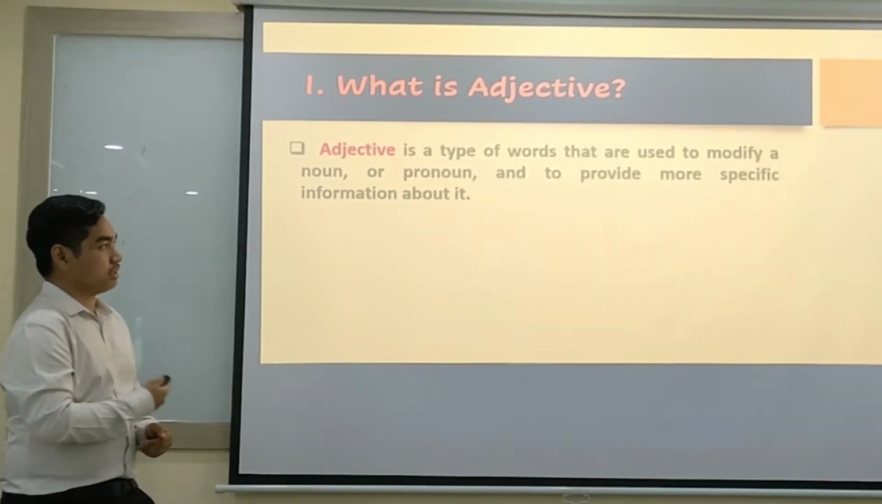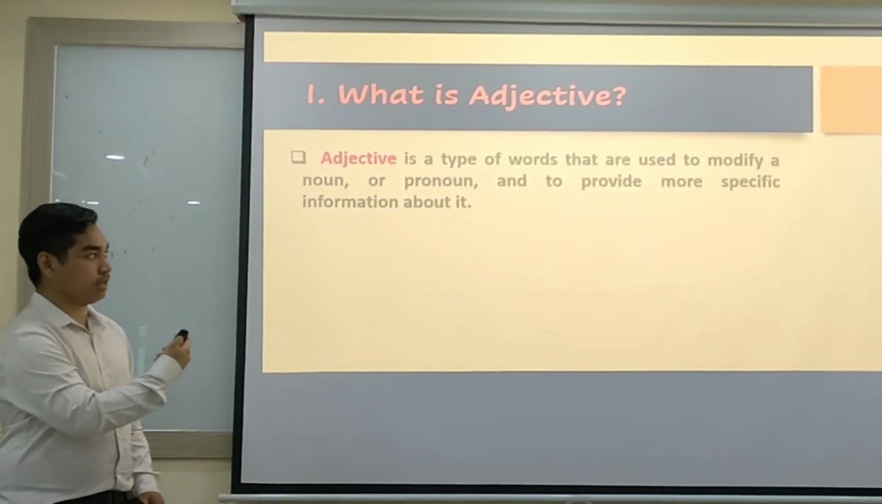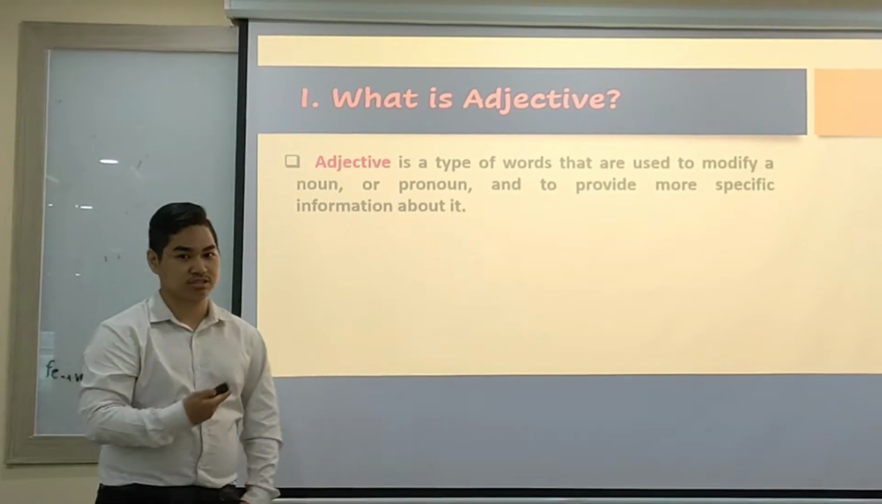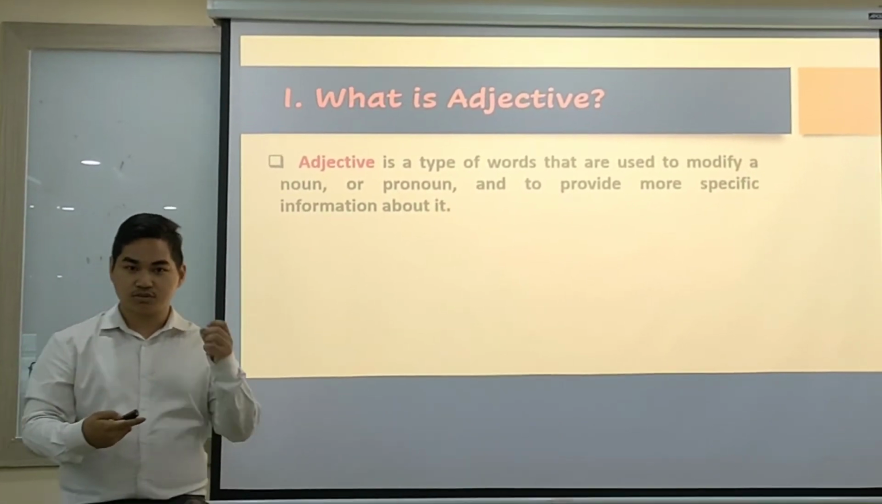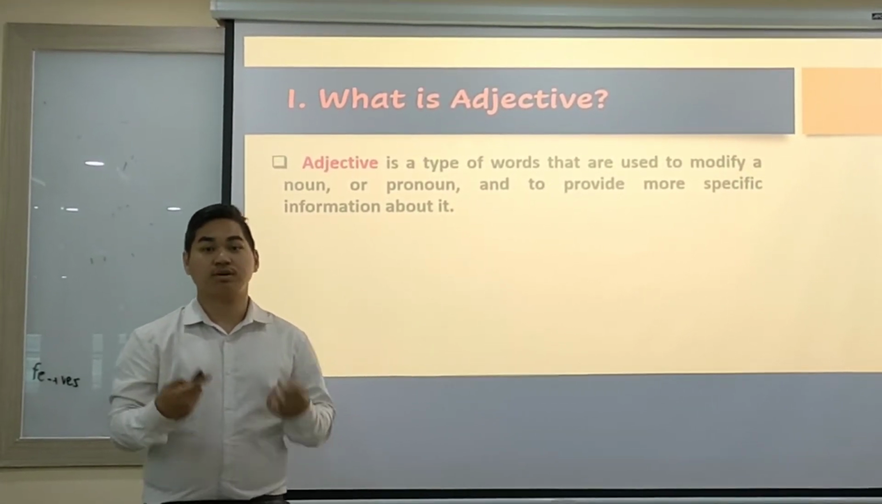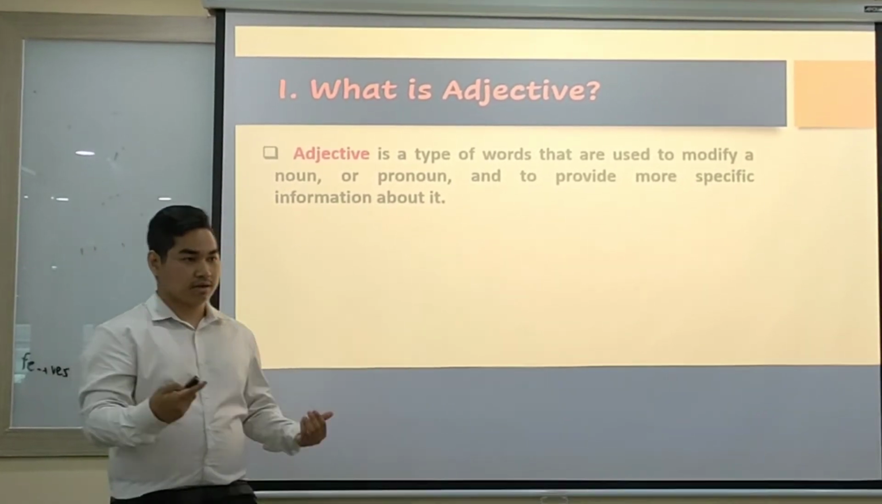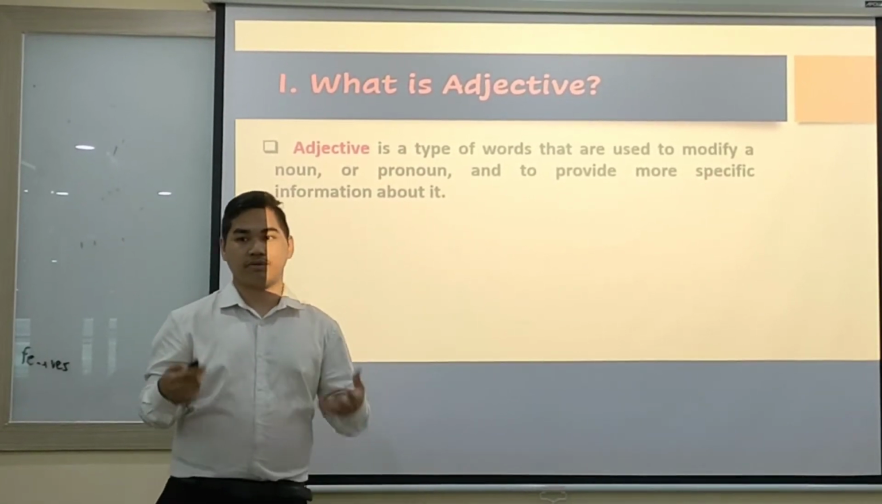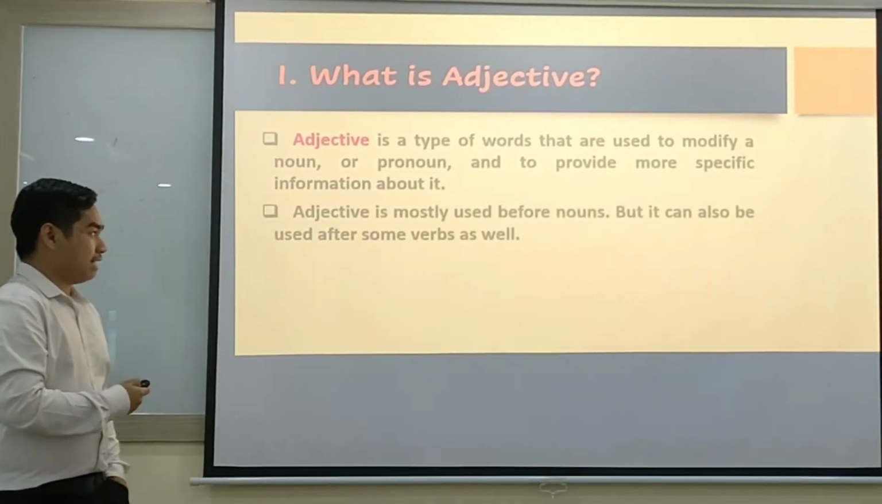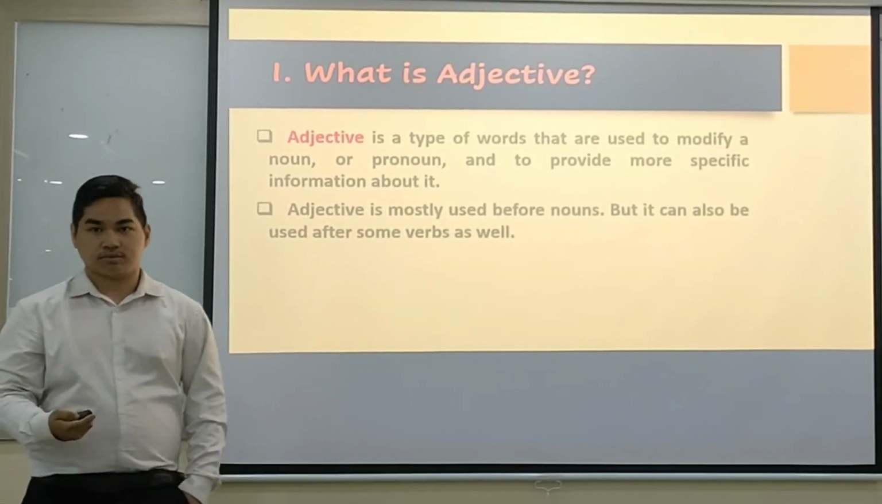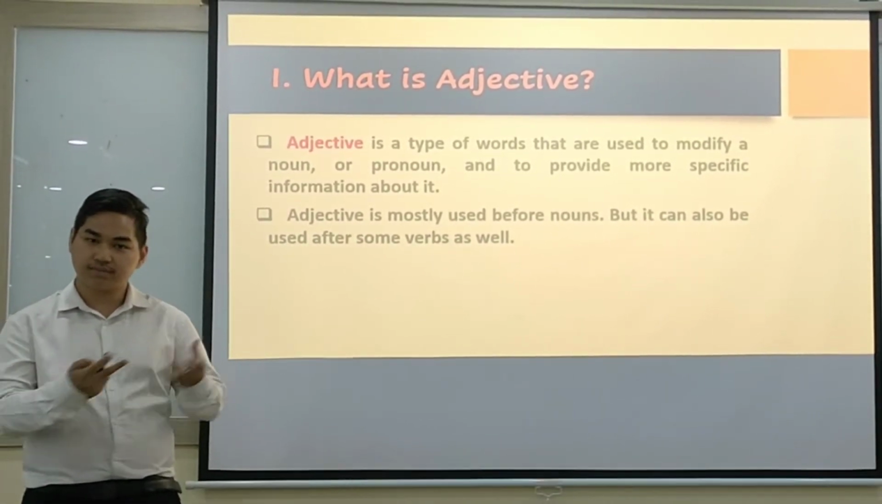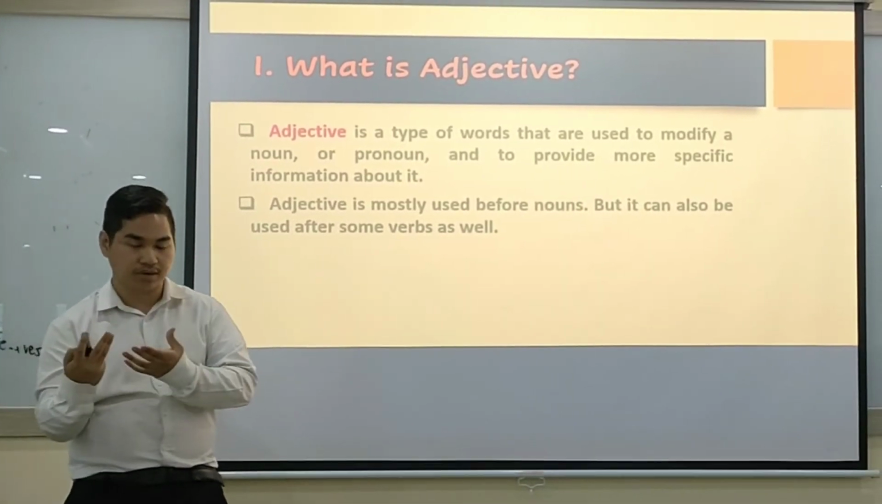An adjective is a type of word that we use to modify a noun or a pronoun and to provide more specific information about it. That means we use an adjective to modify and clarify the noun or pronoun that we are talking about, that we are mentioning. The adjective is mostly used before a noun. So that means before the noun there is an adjective, and that adjective will modify the noun.